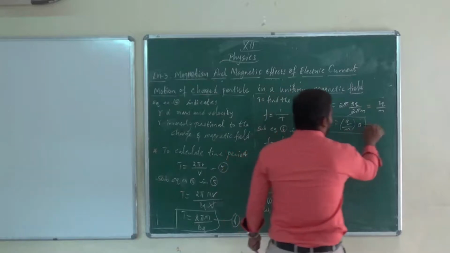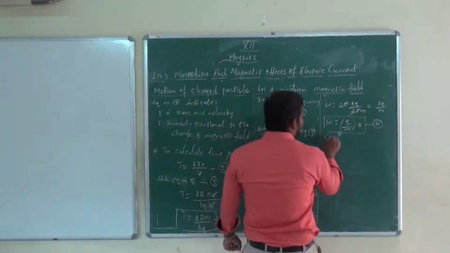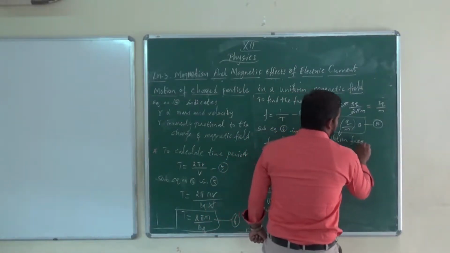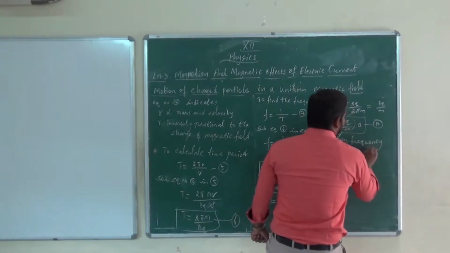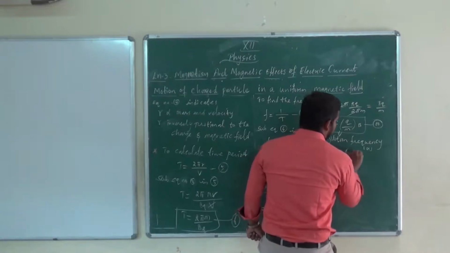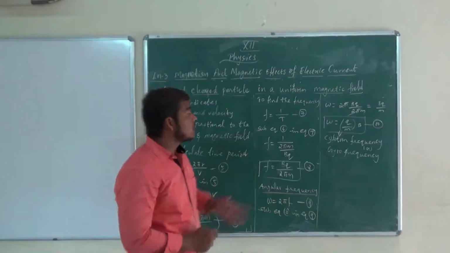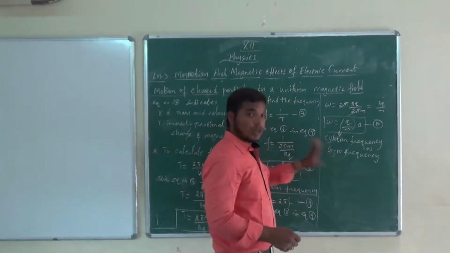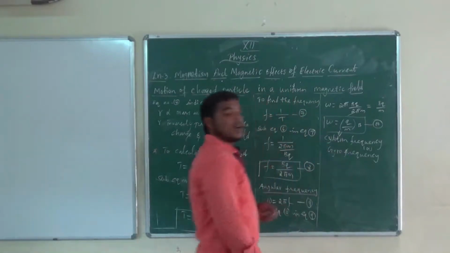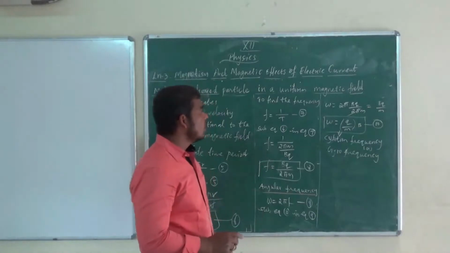This equation number 10 is known as the cyclotron frequency, or gyro frequency. What is that? We will discuss it in the next question. What is a cyclotron? That is a separate 5-mark question. Cyclotron frequency or gyro frequency.